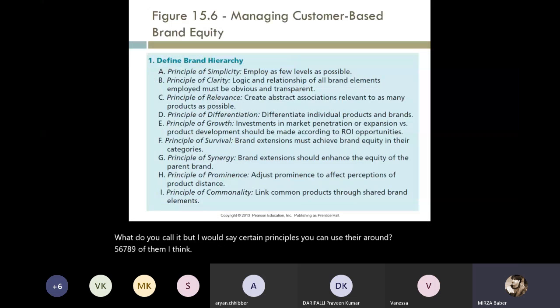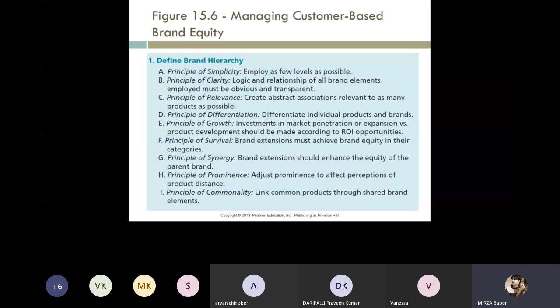The principle of simplicity. Employ as few levels as possible of your brand hierarchy. This is what Apple failed at after firing Steve Jobs. They launched too many types of products. And when Steve Jobs came back, he said to them, you guys have really bad products because you're selling everything. Nobody can understand what Apple does anymore.